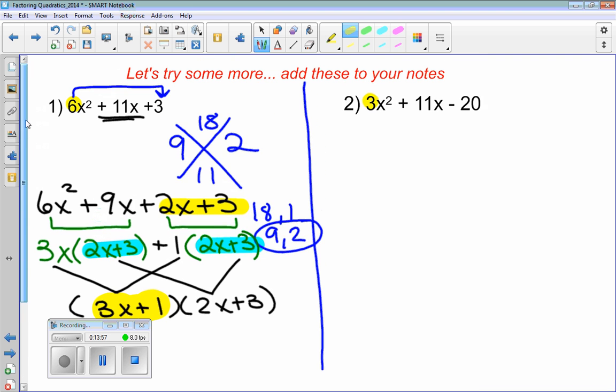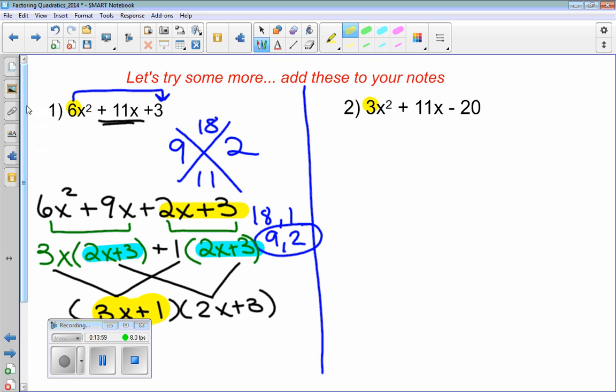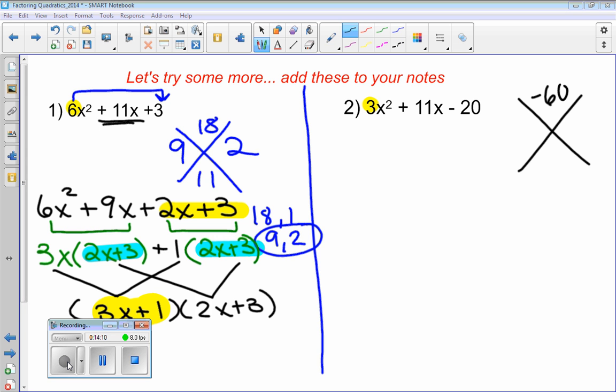All right. Can we try the one over here? I want you to try this one. I'm going to pause the recording. I want you to try this one on your own. The two numbers that multiply to be negative 60 are going to add to be 11. Travis, what two numbers did you get?